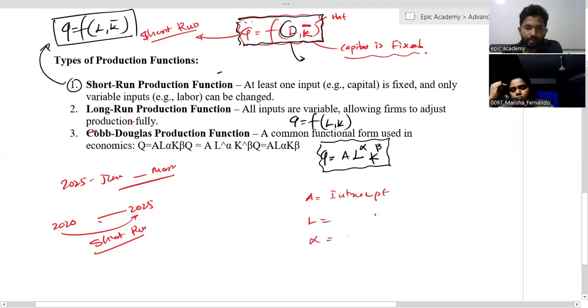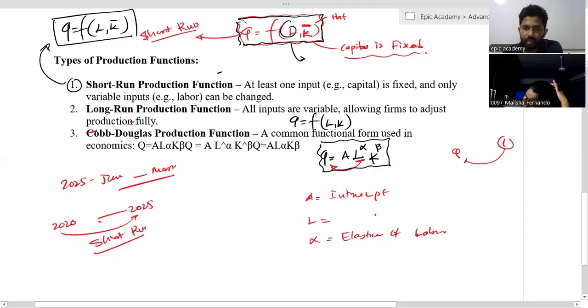Alpha represents what we call the elasticity of labor. I mean, when you change the level of labor, how much can you change the quantity? That's the relationship between L and Q, represented by alpha. If you change one unit of L, what will happen to Q?